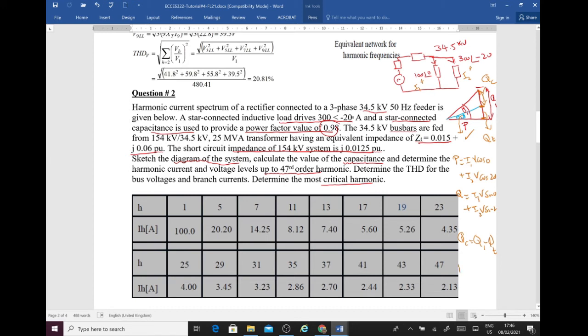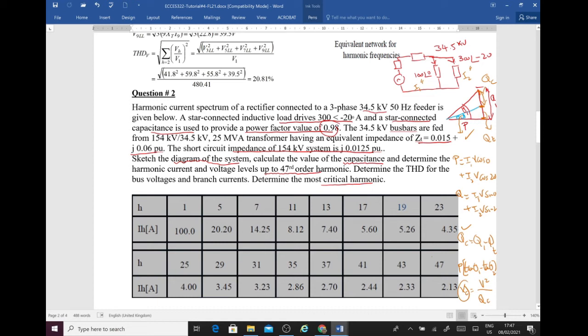So it will be equal to P tan theta 1 minus tan theta 2. So that will be QC. Once we find QC, we can find the value of XC, because XC will be equal to V square over QC. So we can find the value of the capacitance.